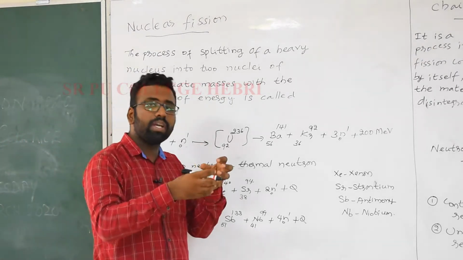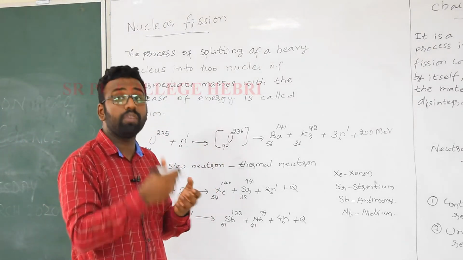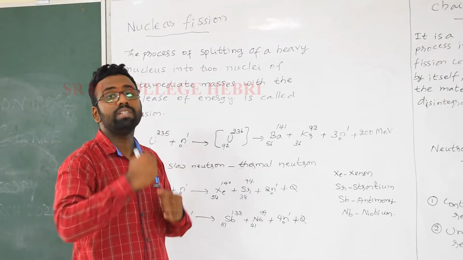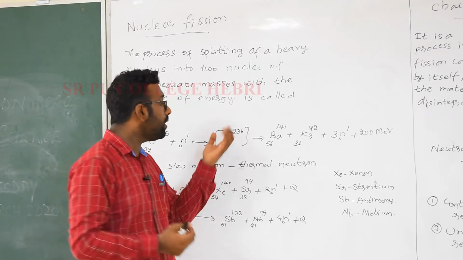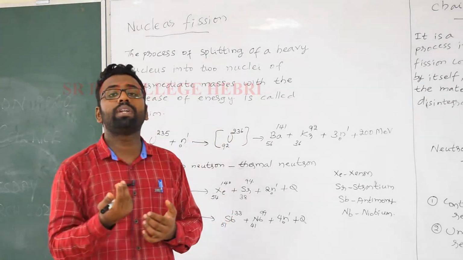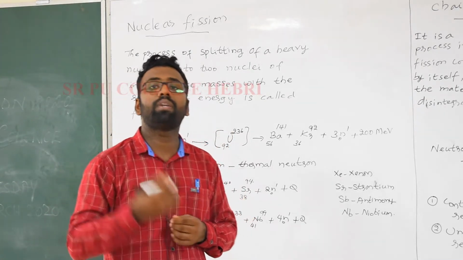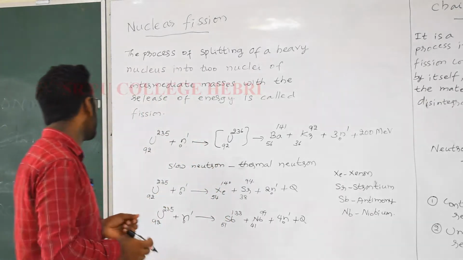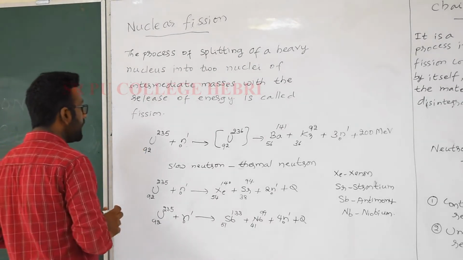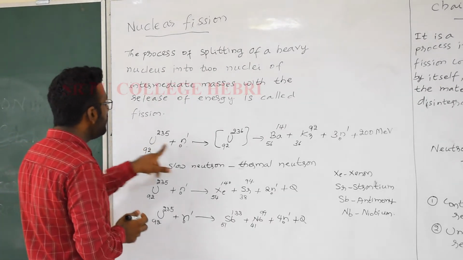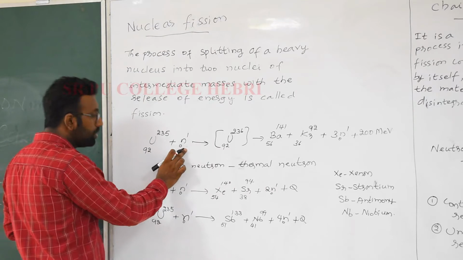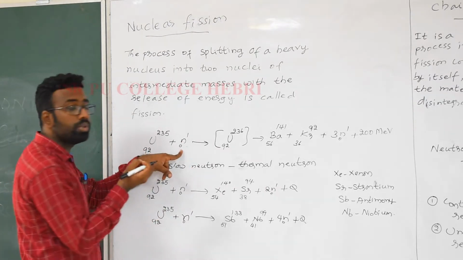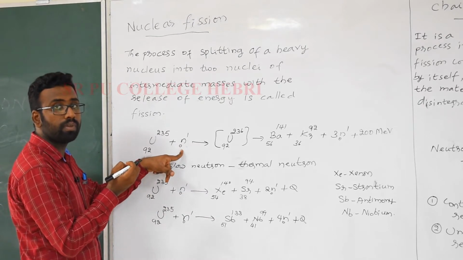Similarly here, the process of splitting a heavy nucleus into two nuclei of intermediate masses with the release of energy is known as the fission process. When the heavy nucleus splits into two nuclei, a lot of energy is released. On the basis of this fission, the nuclear reactor works and we get energy from the nuclear reactor. We will see the equation over here. We are taking uranium 235 and it is getting bombarded with a neutron. This neutron is called a slow neutron or thermal neutron.